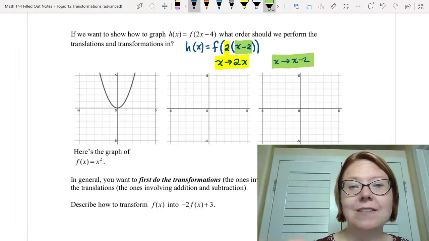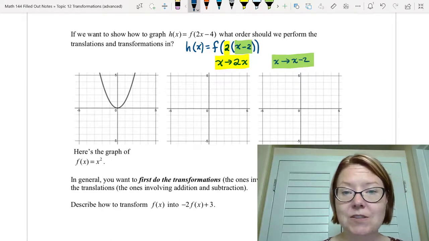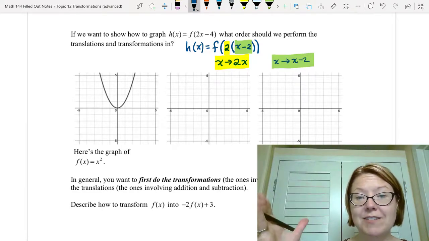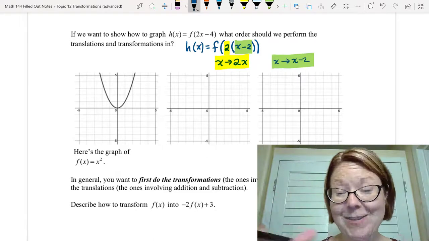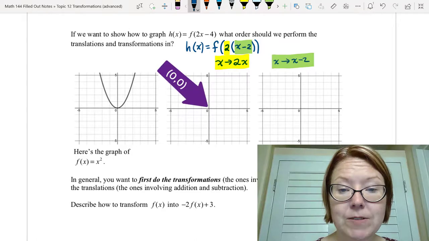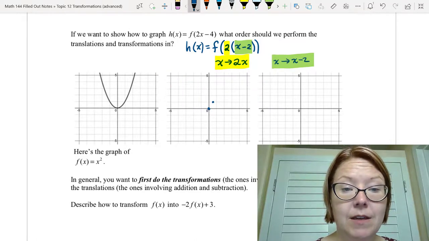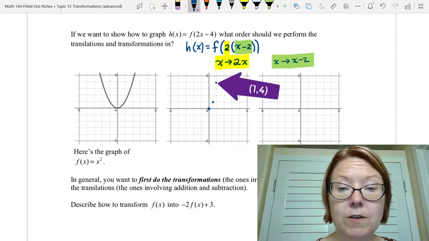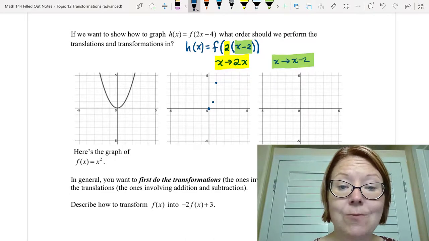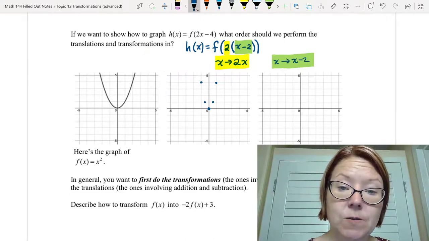So if we start with x squared, the first thing we're going to do is replace x with 2x. That means we are squishing the graph horizontally, compressing it horizontally by a factor of 2. We still have 0, 0, but 1, 1 would become 1 half, 1, and 2, 4 would become 1, 4. Negative 1, 1 would become negative 1 half, 1, and negative 2, 4 would become negative 1, 4. So we've got our squished graph here.